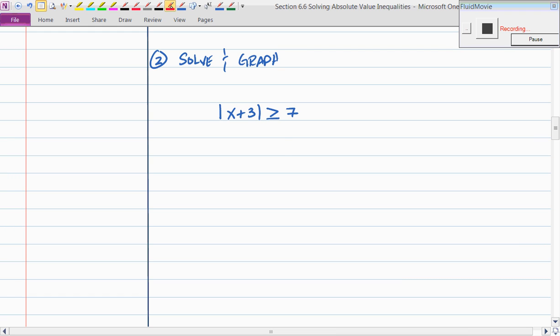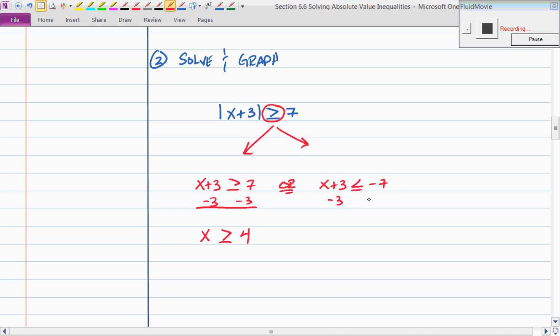Alright, so hopefully you've had a chance to realize that since this is greater than, this is going to be an or statement. So I'm going to split off into two sections here. This is going to say that x plus 3 is greater than or equal to 7, or it's going to say that x plus 3 is less than or equal to negative 7. And we solve. So I'd subtract 3, so I'd say that x is greater than or equal to 4, or I would subtract 3 from both sides: x is less than or equal to negative 11. Or sorry, 10.